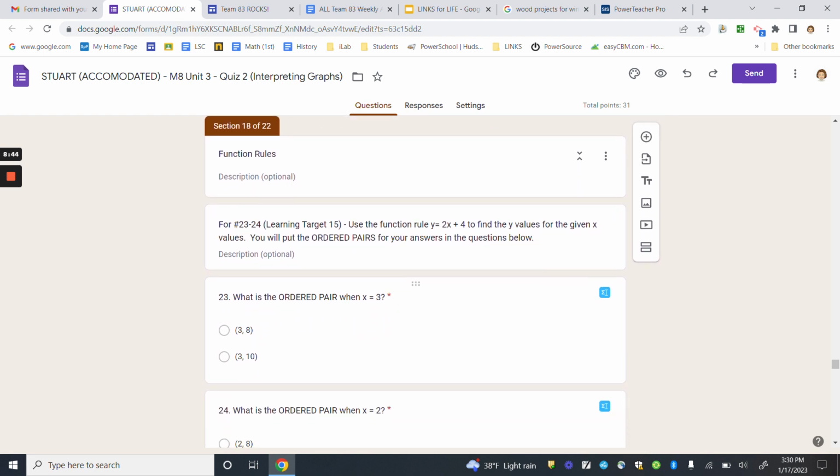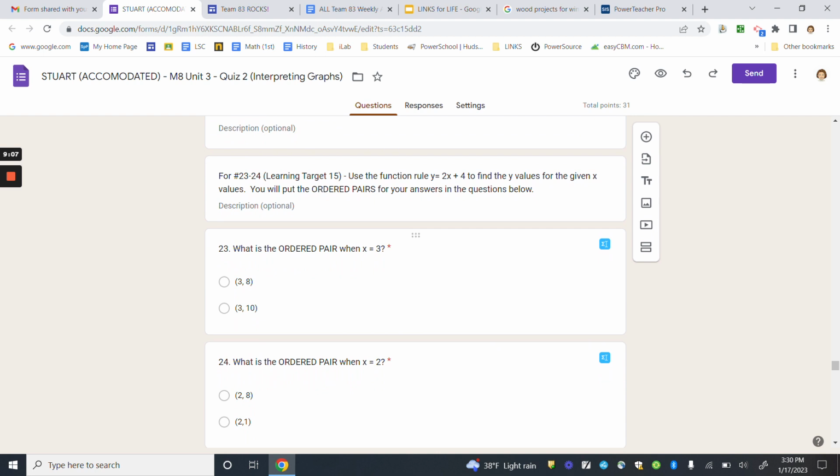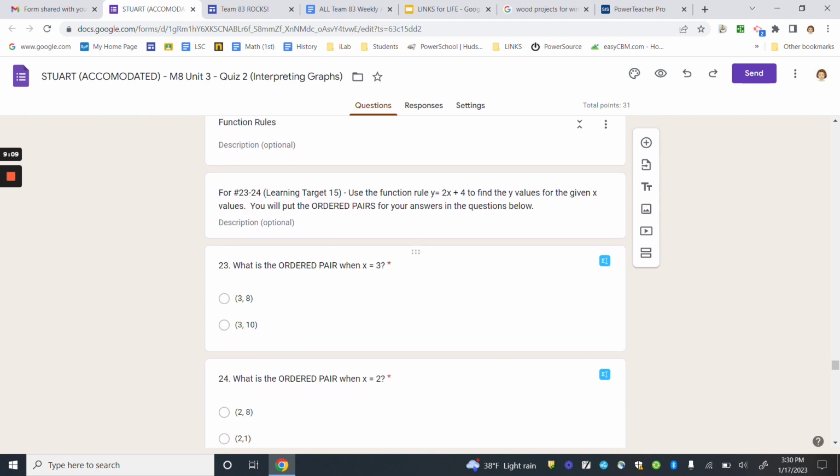Numbers 23 through 24, you're substituting a value into the equation to find y. So use the function rule y equals 2x plus 4. So write that on your work document. To find the y values for the given x values, you will put the ordered pairs for your answers in the questions below. So when you write your answers, it's going to be written as an ordered pair. So what is y?